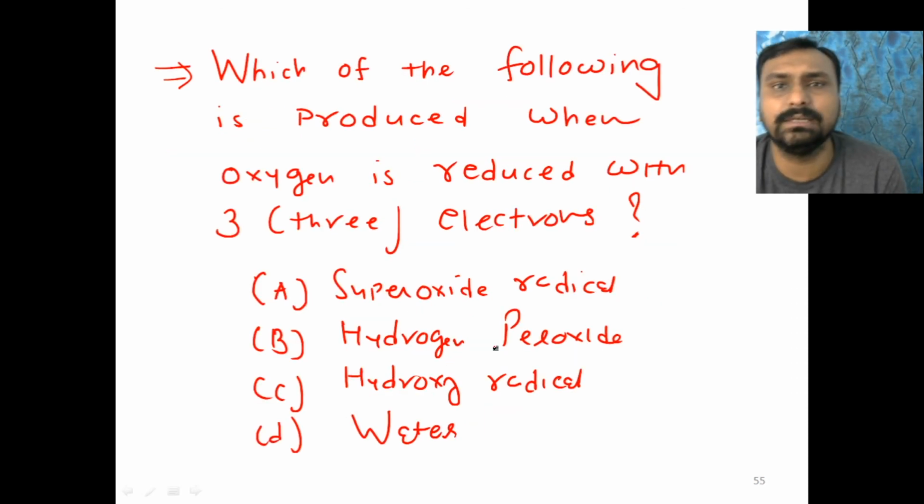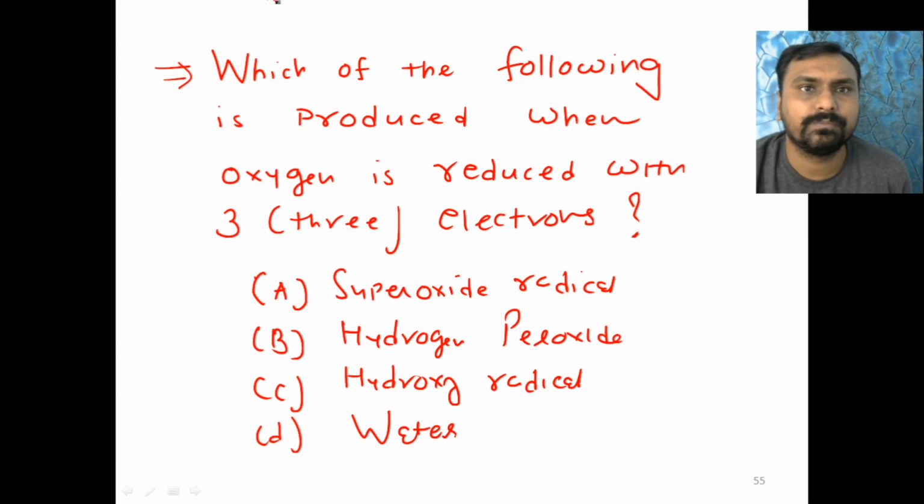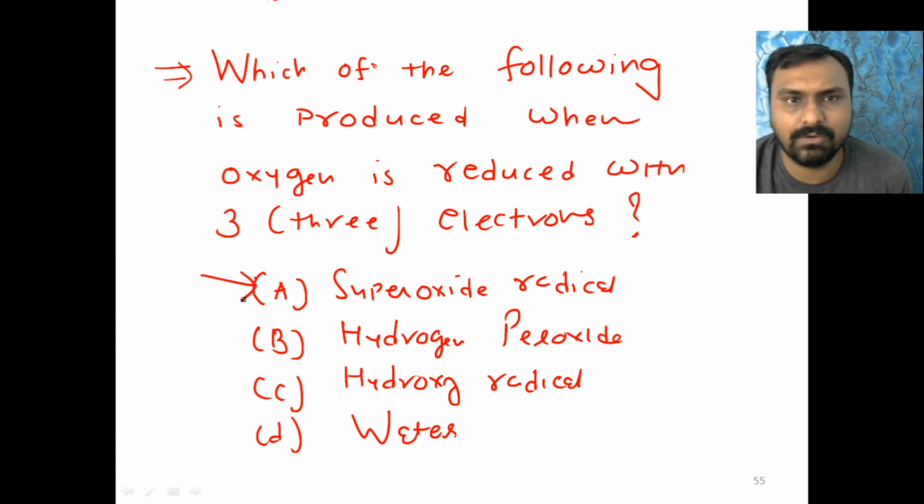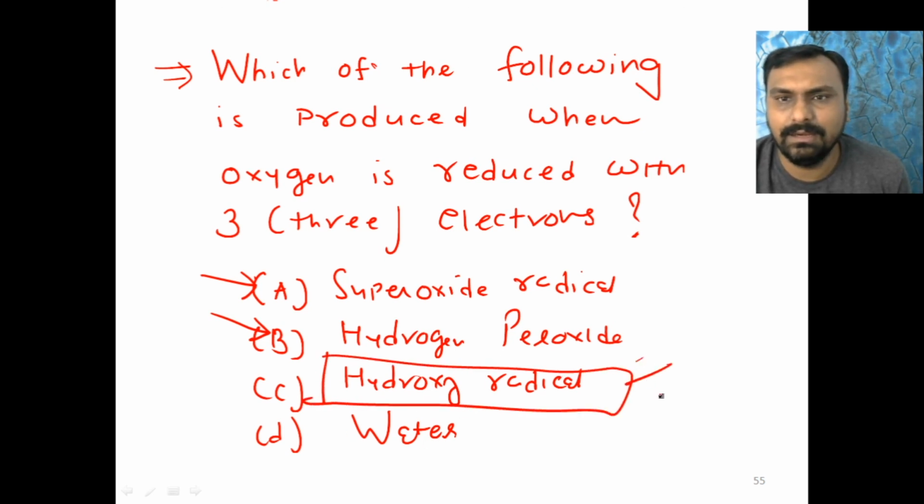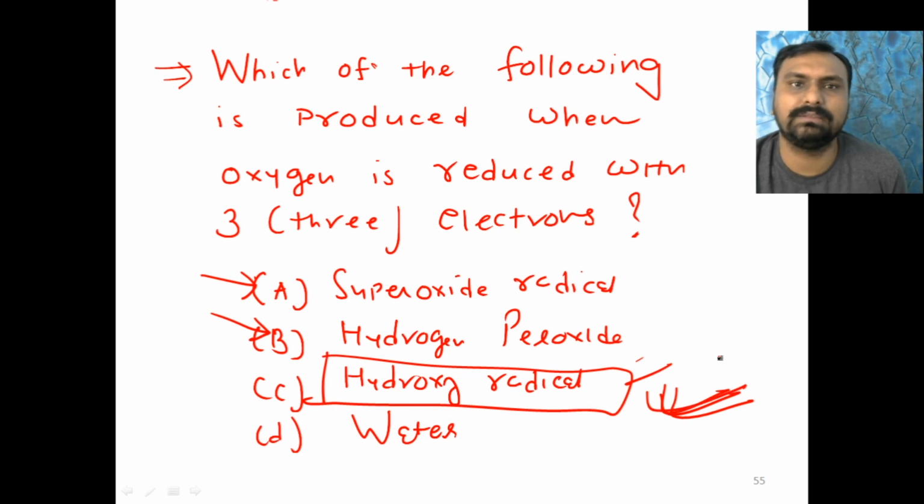Now we will see the MCQs. Okay, which of the following is produced when oxygen is reduced by 3 electrons? So we know that with the first electron, they form the superoxide radical, 2 electrons form hydrogen peroxide, and 3 electrons form the hydroxyl radical, and 4 form water. So our answer is hydroxyl radical.